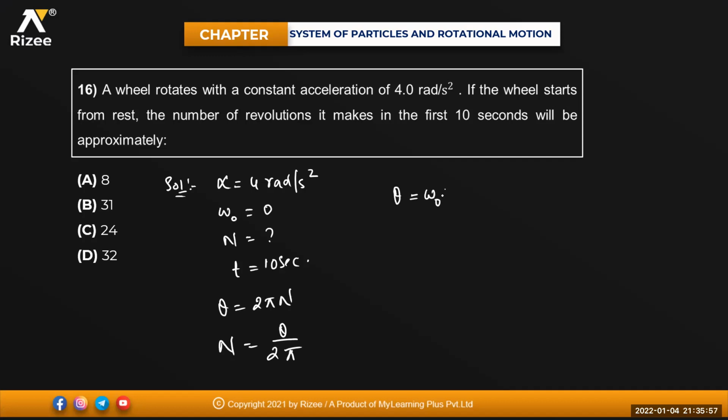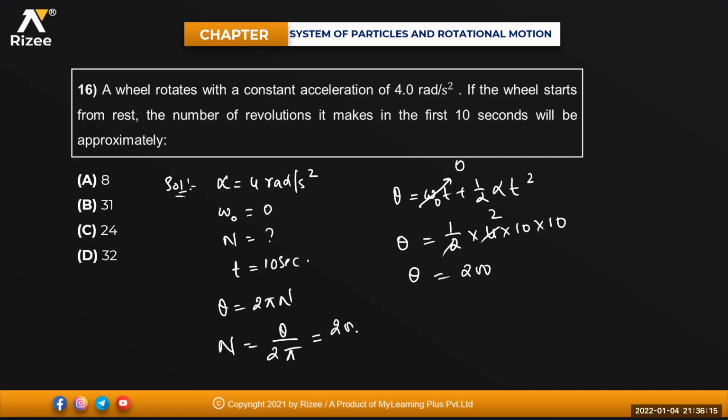Theta is equal to omega naught into t plus half into alpha into t square. Initial velocity is 0, so theta is equal to half into alpha, which is 4, into time 10 into 10. 10 into 10 is 100, 100 into 2 is nothing but 200. So theta is 200, so it is 200 divided by 2 into 3.14, which is 100 divided by 3.14. So approximately, see how much it is.